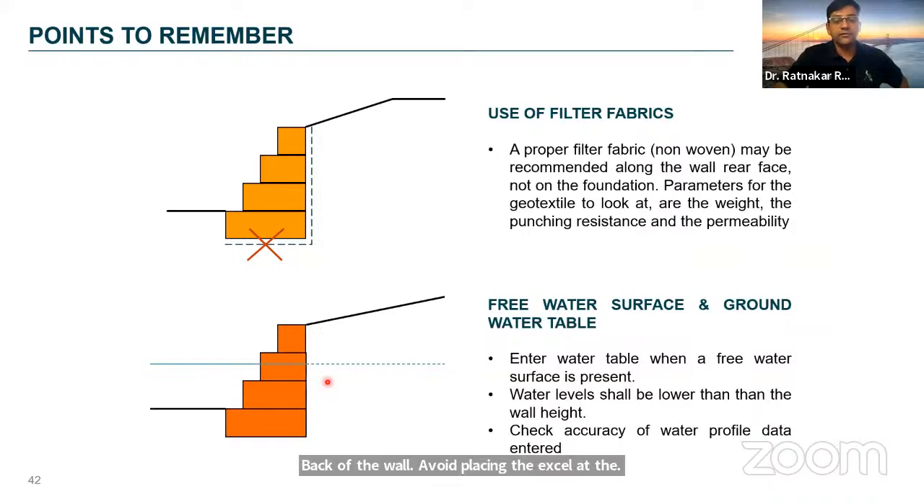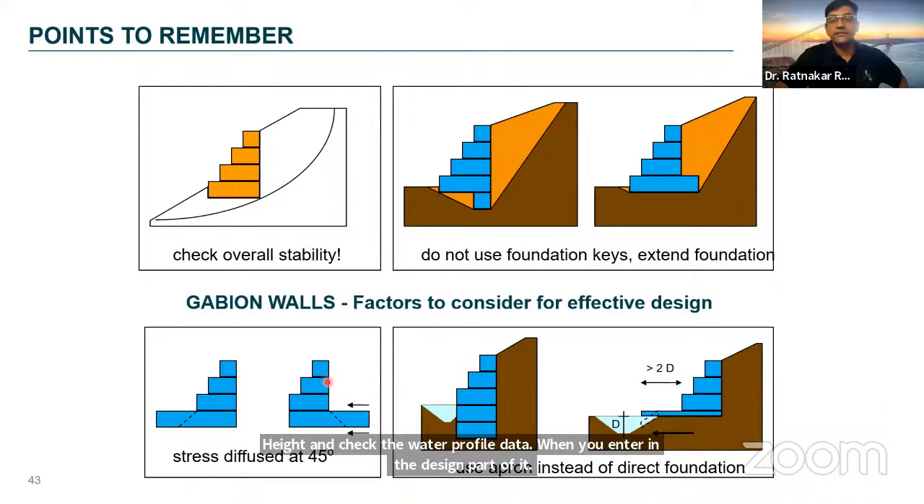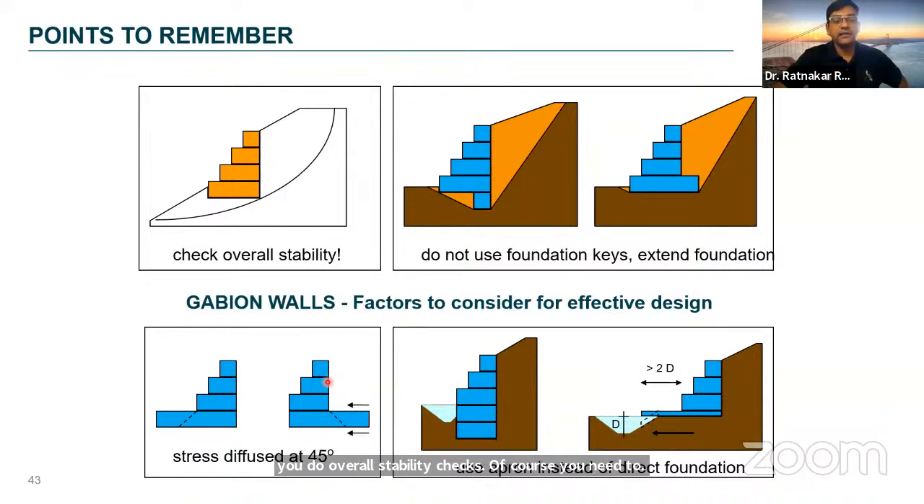When you have a free water surface, then of course you need to take care of the water levels. Usually the water levels shall be lower than the wall height, and check the water profile data when you enter it in the design. When you do overall stability checks, of course, you need to take care of modeling it properly.